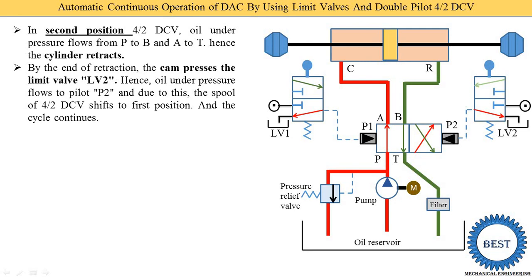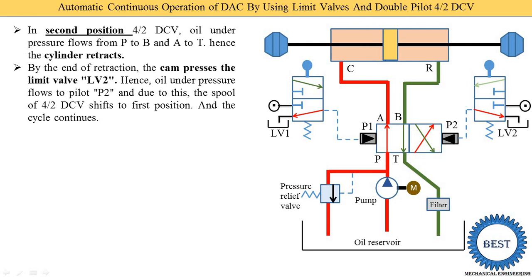So this part comes in contact with P2. The pressurized oil from the pump is supplied here, and from this dash line it goes to the pilot position P2. Due to this, the spool of the 4/2 DCV is shifted to the first position, and the cycle is continuously operated. Again the pressurized oil supplied to P2 changes the position of the 4/2, so it comes in the first position and the cycle repeats.